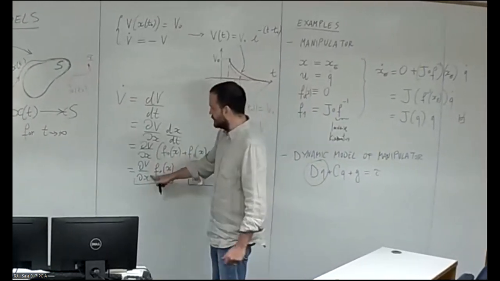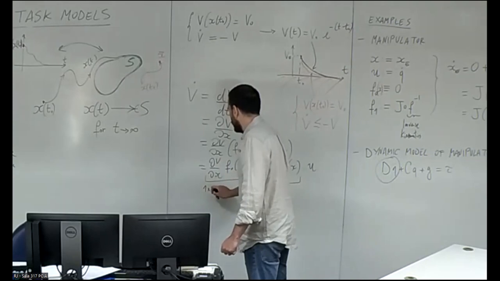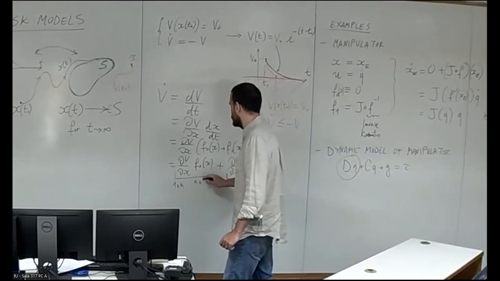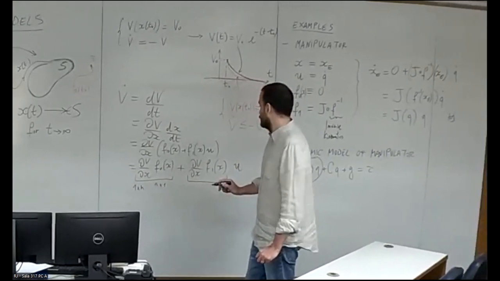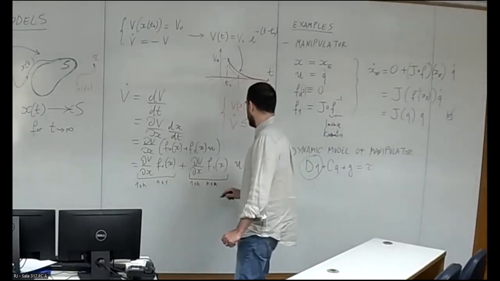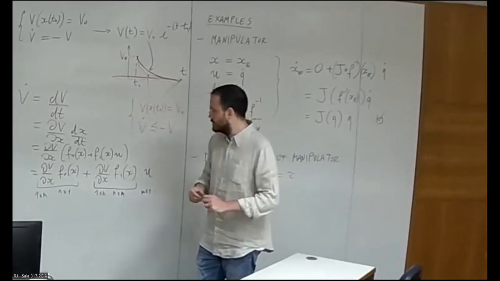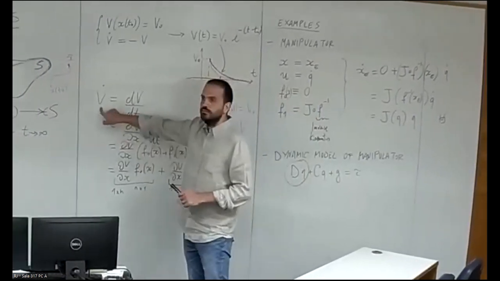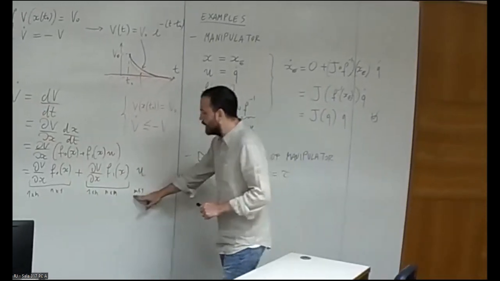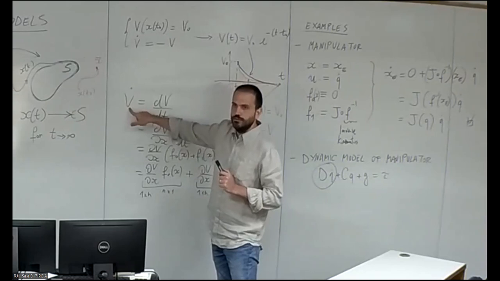By the way, these dimensions should match. Right? So dV/dx is a 1 by n vector. F0 of x is n by 1. F1 of x is n by m, and u is m by 1. Right, so all dimensions match. When we get out the scalar, which is V dot. So now we're picking m numbers. We need to pick m numbers just to control one single value, which is V dot.